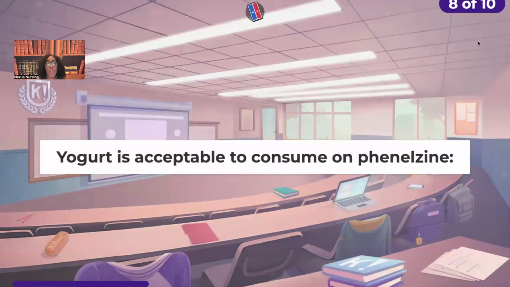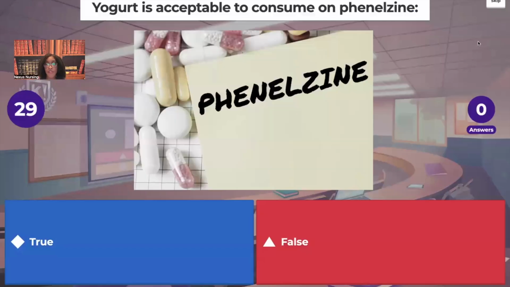Okay, so no figs, no avocados, no raisins, none of those. True or false? Yogurt is acceptable to consume on phenelzine. Is this true or is this false?